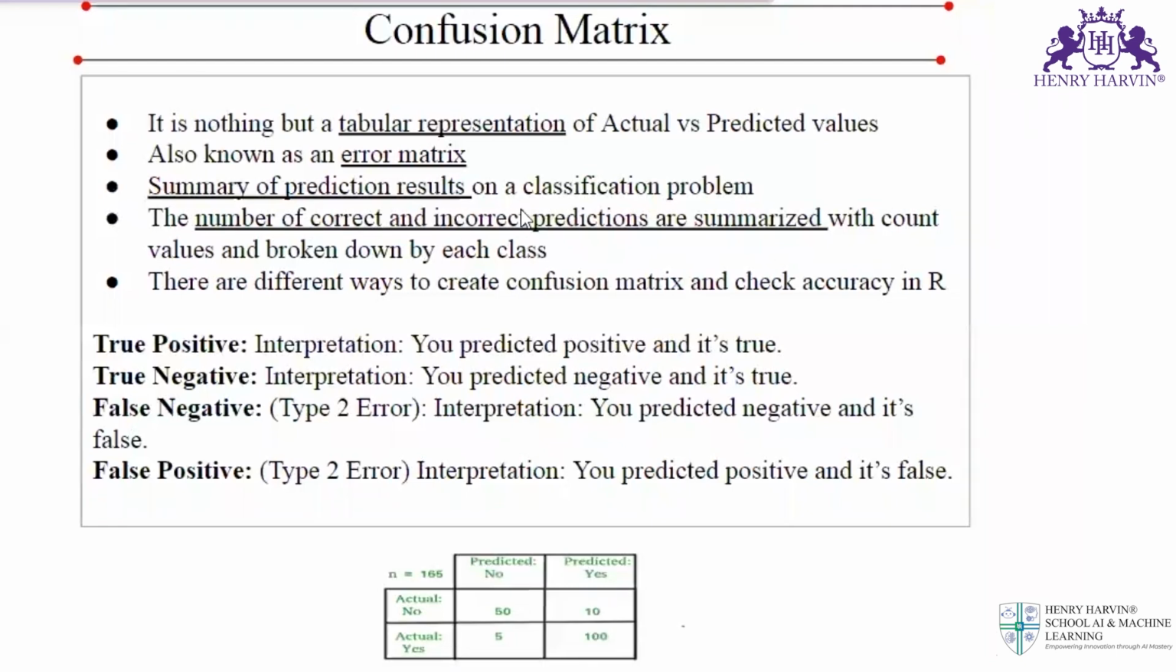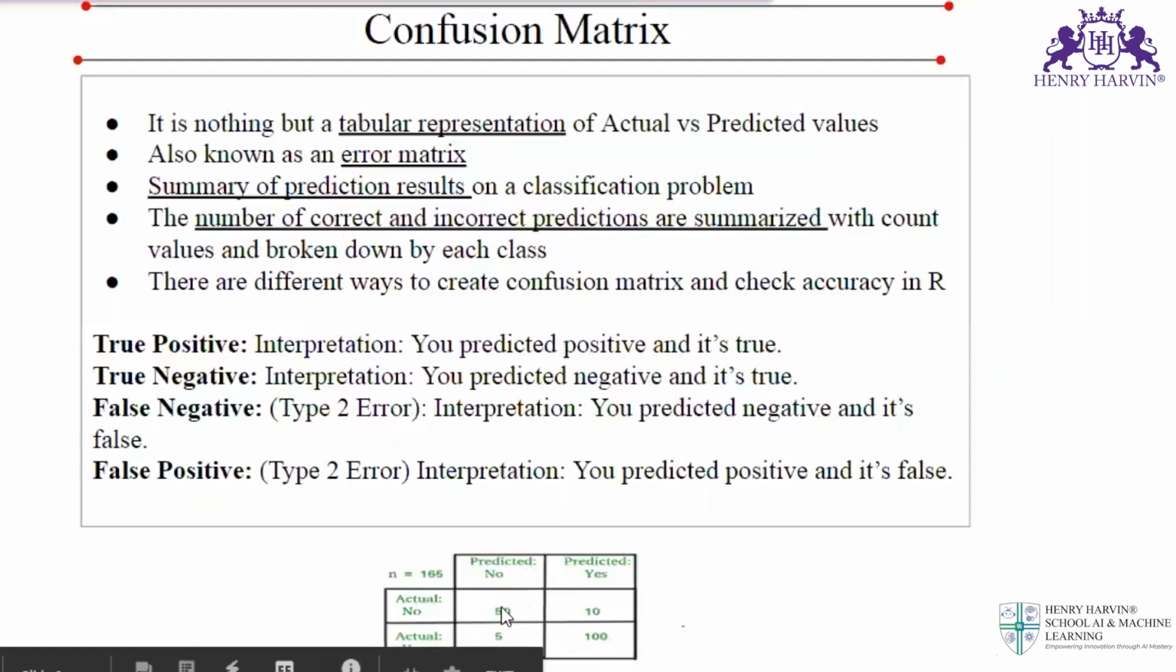The number of correct and incorrect predictions are summarized with the count values and broken down by each value. As you can see in the image also, there were a total of 165 observations. So we have built a model and predicted the values. It is a tabular representation comparing the actual and the predicted results.